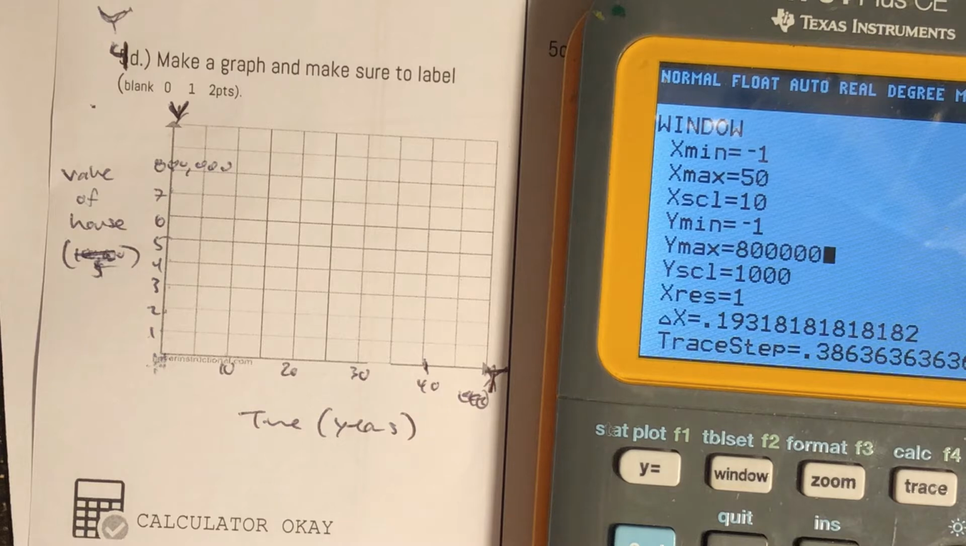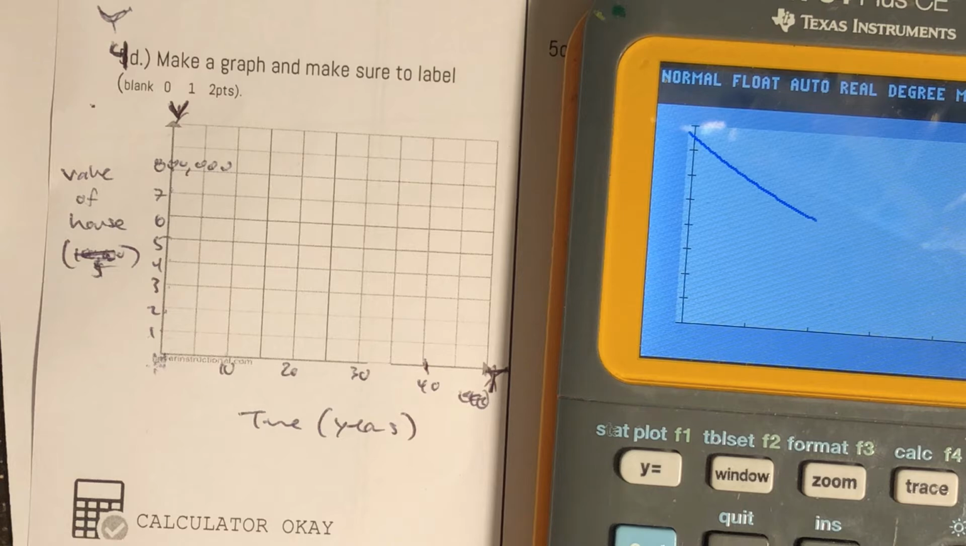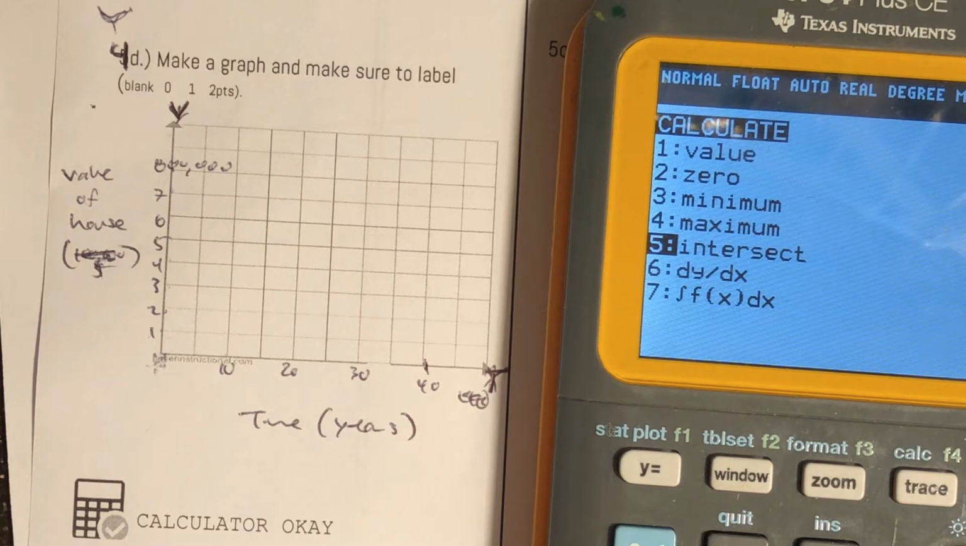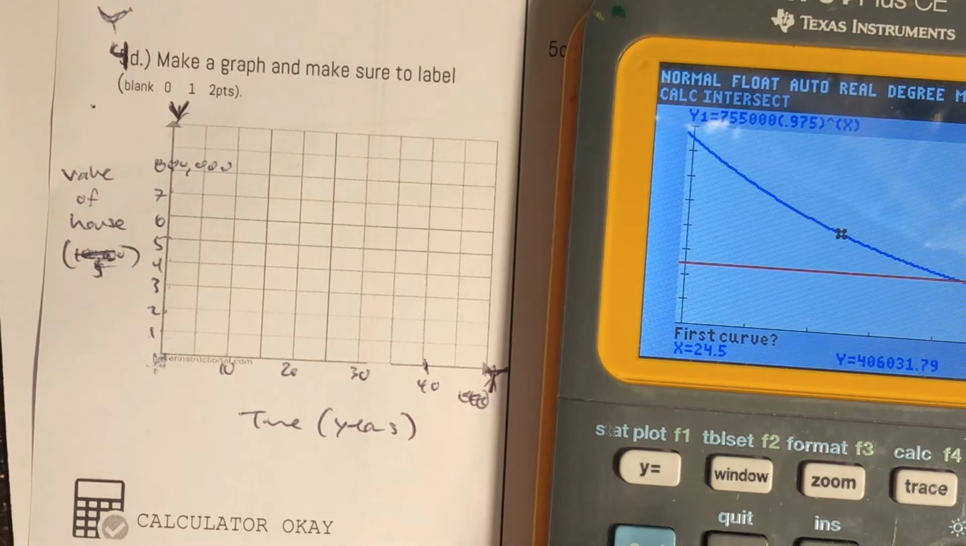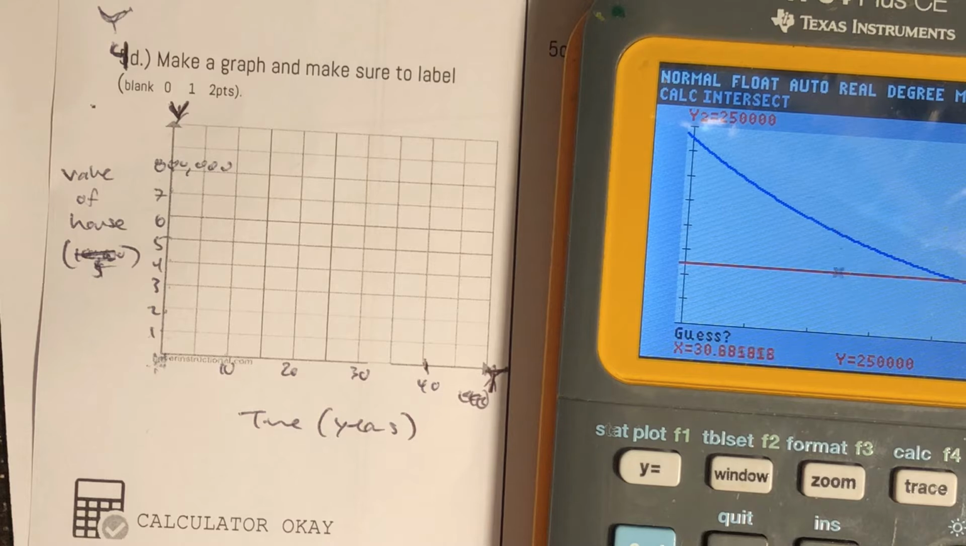It's a little bit more than the initial price. Y scale, we said we were going to count by hundreds of thousands. And then let's graph it. So we have graph, and then we're just basically looking for its intersection. It says blue, so you already have one, so press enter, it goes down to the red, and then you get guess, that's where you want to look at the intersection.